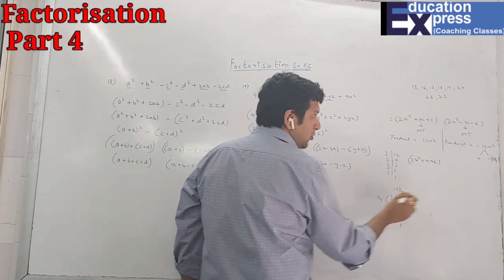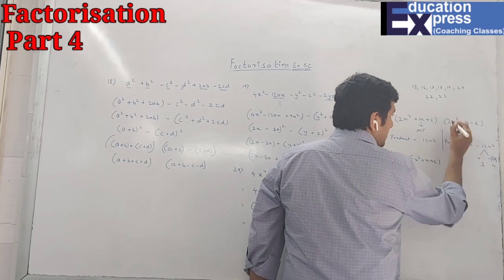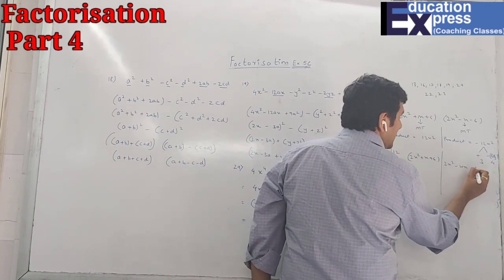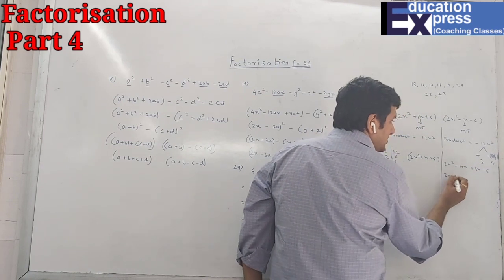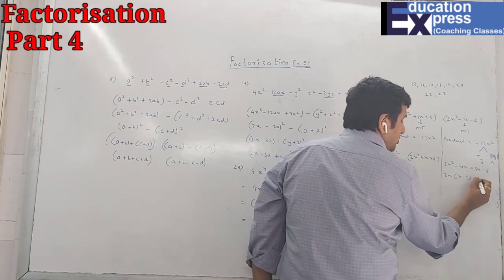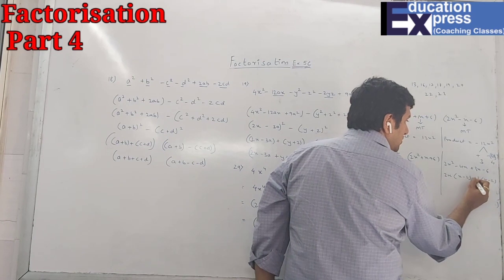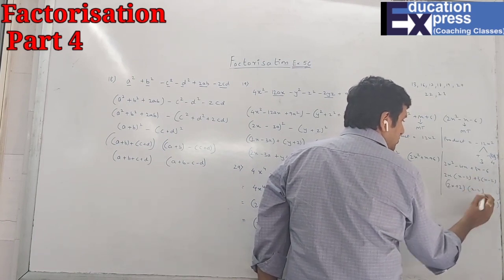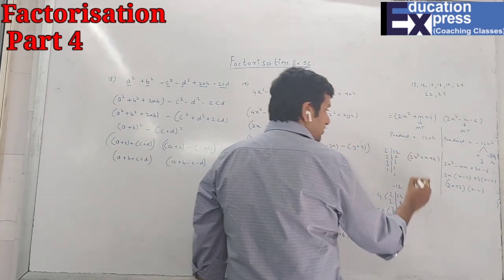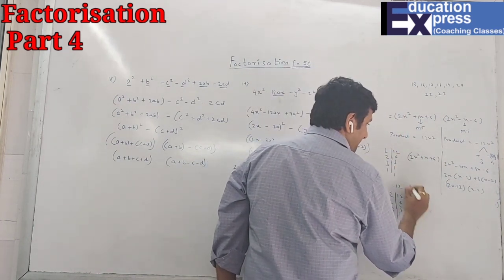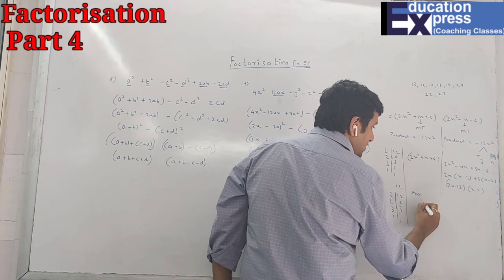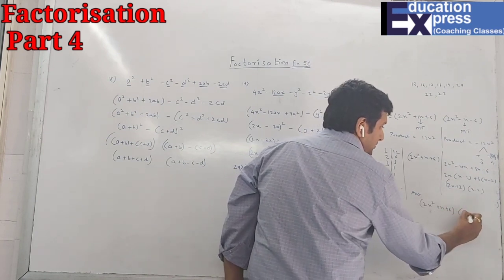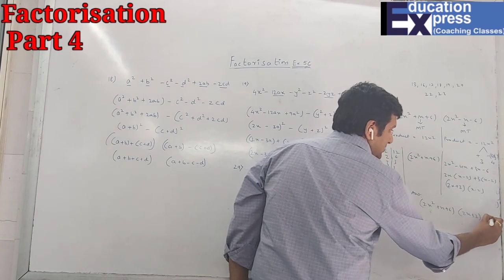So the bigger number over here is 4 and 3. So start: 2x square minus 4x plus 3x minus 6. 2x common, x minus 2; 3 common, x minus 2. So (2x plus 3) and (x minus 2) is the answer. So that means the final answer is 2x square plus x plus 6 and x minus 2.